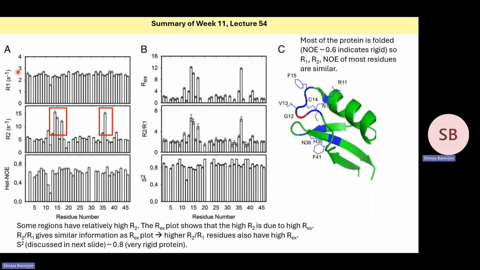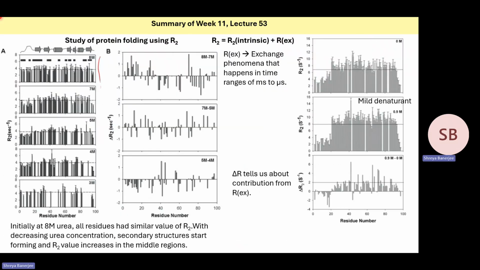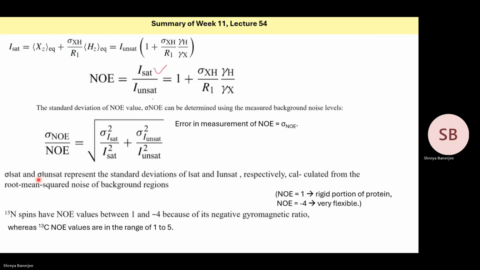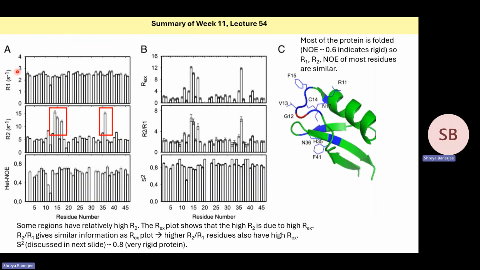Similarly, if you see R1, the R1 values are very similar. You can see R1 around 3 to 4 indicates secondary structure is there. And here all the residues have R1 around 3, so there is a secondary structure in all the residues. R2 also, all the residues have similar R2, meaning they are similarly rigid.